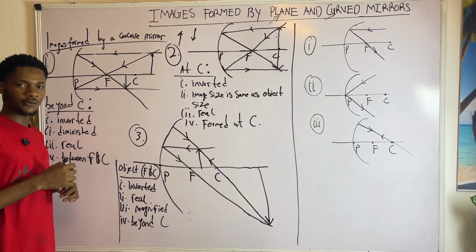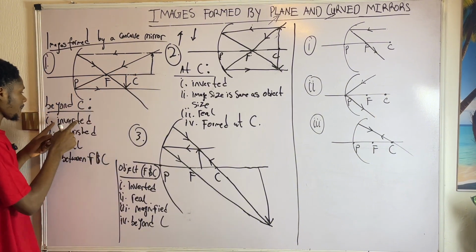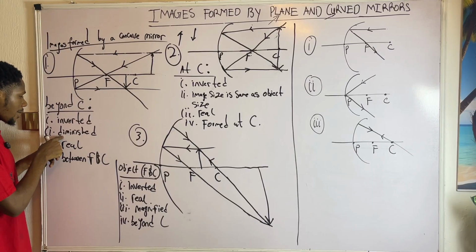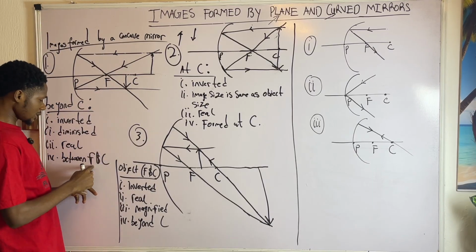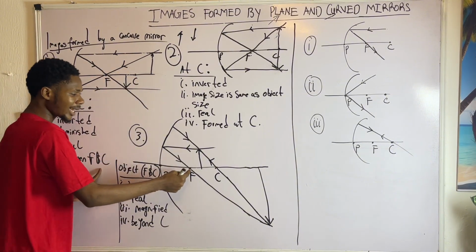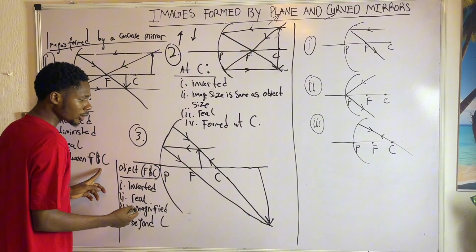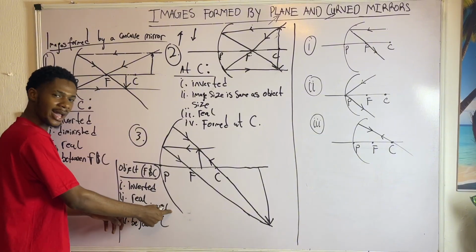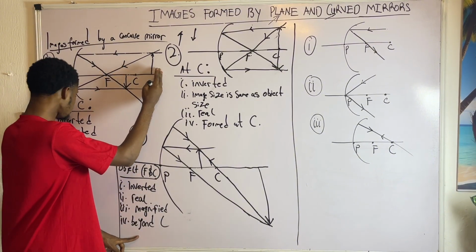Now, what is the magic or one trick you should take note of? This guy is the opposite of the first one. Why? The first one, when we place it beyond C, it became smaller. It was still inverted. It was diminished. It was real and between F and C. But when we now place it between F and C, we'll now get this guy. Inverted, real too. But the opposite one is now that it is magnified, and it's beyond C.